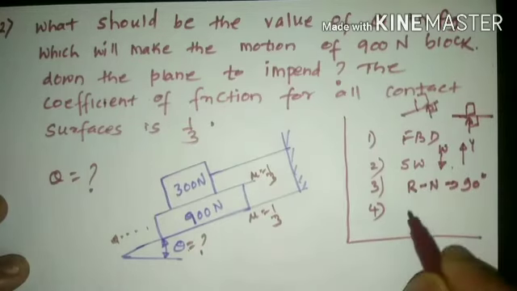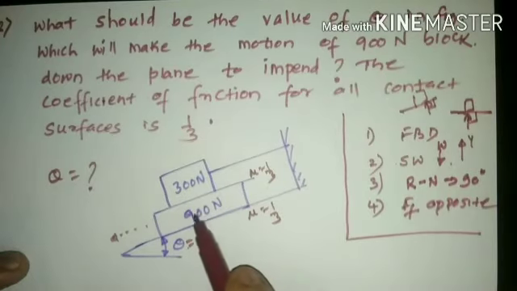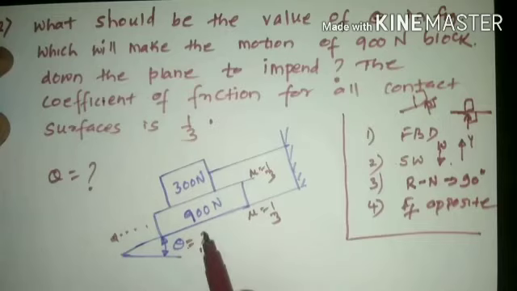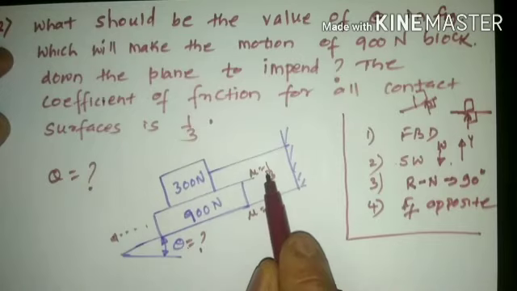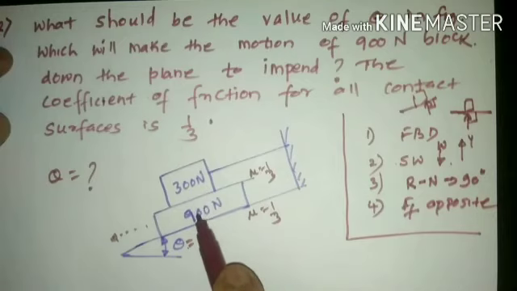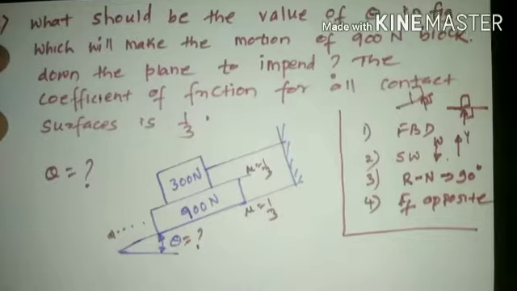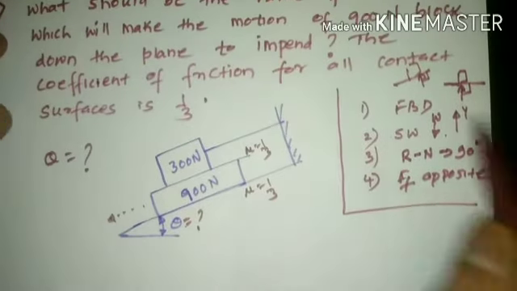Fourth condition is frictional force will be always opposite to the movement of the body. So here, for the movement of the body, there are two conditions. The 900 Newton block will move downward. So as a resultant, frictional force will be in the upward direction at both the junctions. Because here also you have a coefficient of friction, obviously frictional force will be generated between the 300 and 900 Newton block. So here, since the block moves downward, frictional force at both the surfaces will be along up the inclined plane.